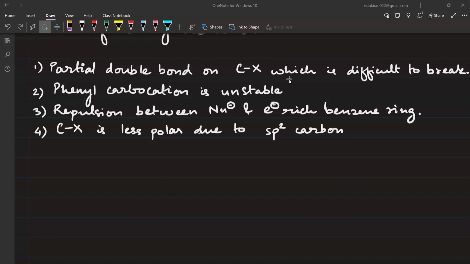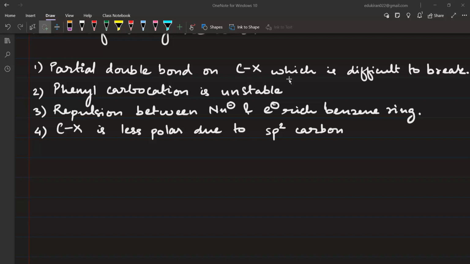In SN, we have to break the C-X bond and a nucleophile will come, but that C-X bond cannot break. Why? Because we have partial double bond. Now, let us suppose it breaks also. Then we will get a carbocation, which is going to be unstable. We broke the C-X bond, but the phenyl carbocation will be unstable.